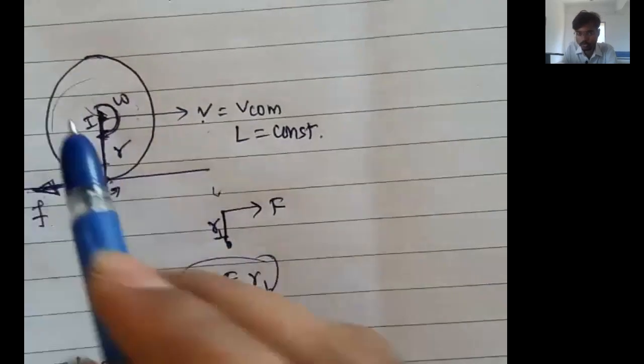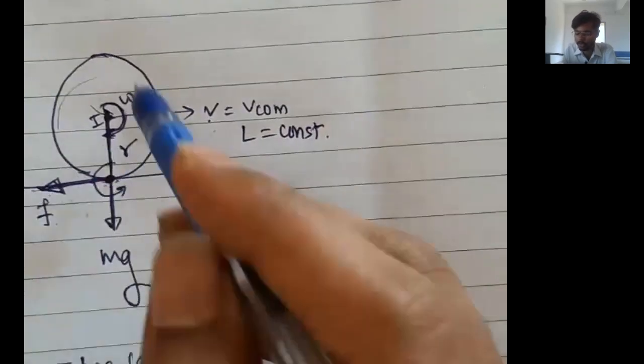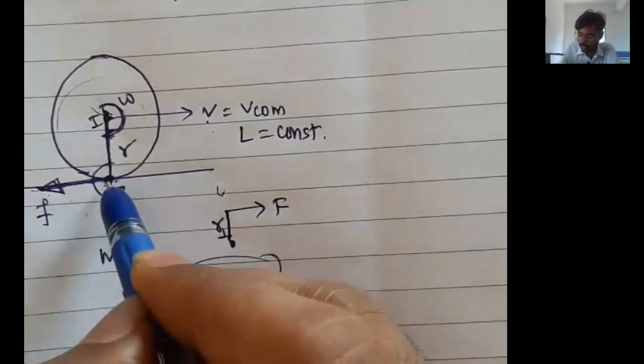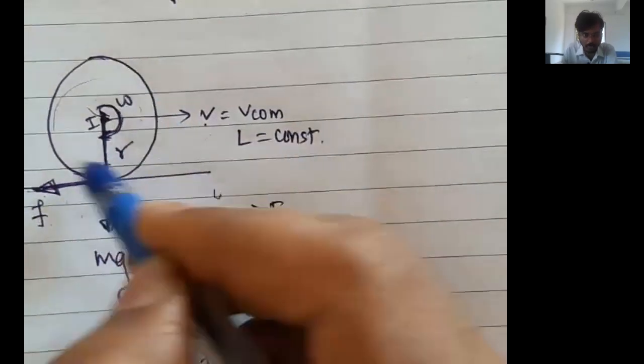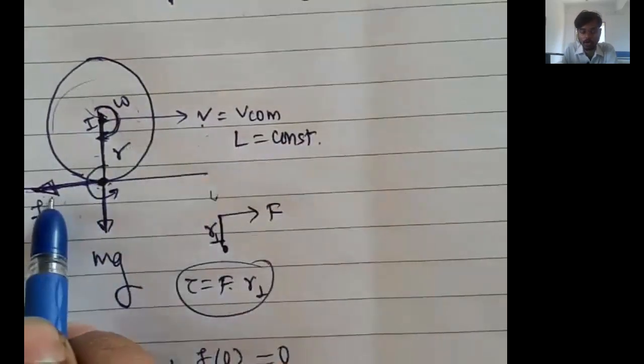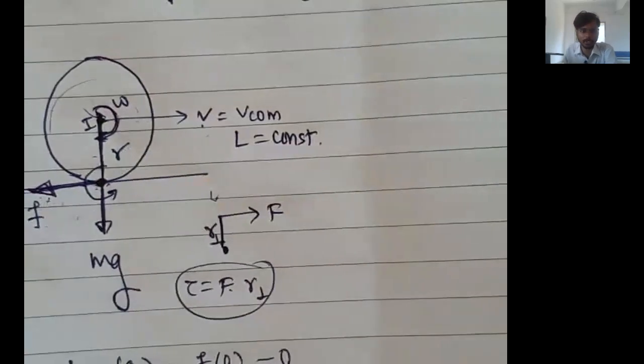Try to observe. Because of this force, object will rotate. Sorry, not anti-clockwise. My mistake. Because of this force, object will rotate clockwise and not anti-clockwise. So torque of this frictional force is a clockwise torque. So all clockwise minus all anti-clockwise.